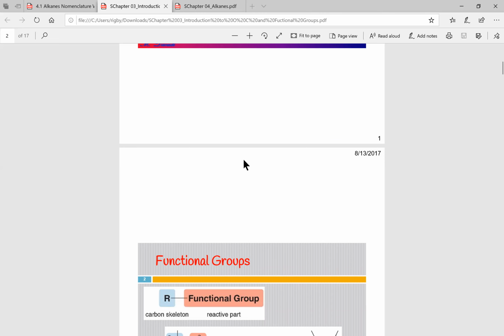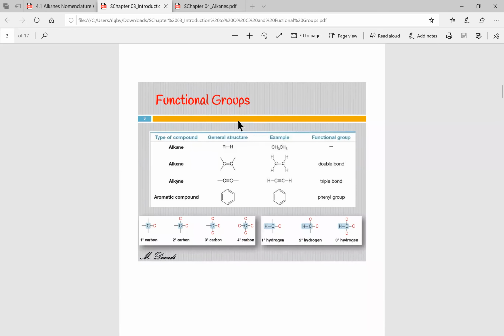And I would say definitely know the difference between alkane, alkene, and alkyne. You don't really need to know as much about an aromatic compound, except to know that it's called a phenyl group when you're naming it. And then also know primary, secondary, tertiary, and quaternary carbons and primary, secondary, tertiary hydrogens.